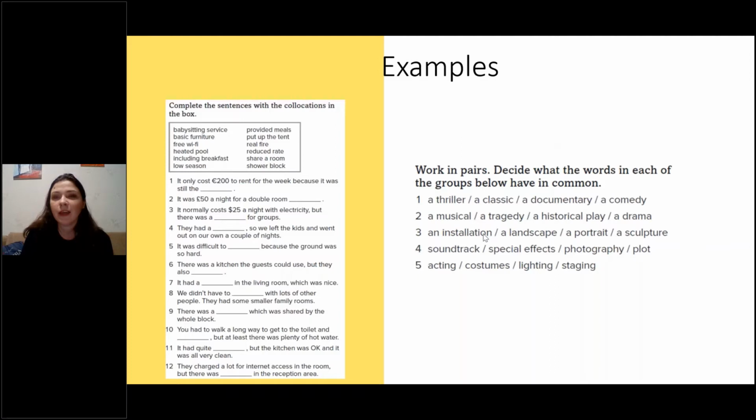Okay. For example, number 4, soundtrack, special effects, photography, plot. What do words in this group have in common? Group number 4. Let's puzzle our brain a bit and find out something.